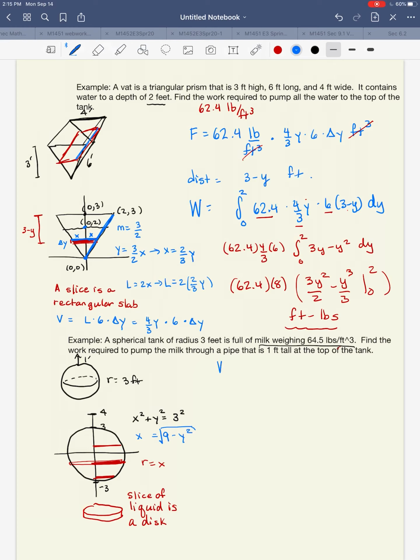And then the volume of the slice will be pi times that radius squared times the thickness, which is a delta y. So we'll have pi times the square root of 9 minus y squared, squared, times delta y. And so the force, right, this is in cubic feet, so the force will be that times 64.5.